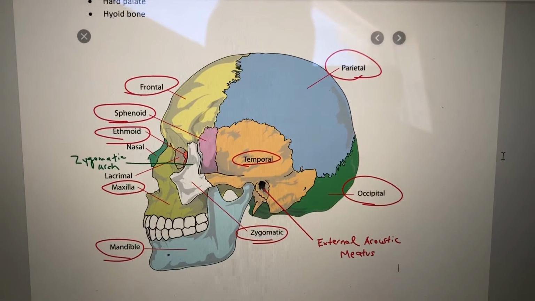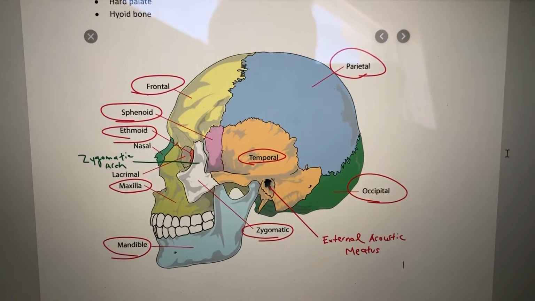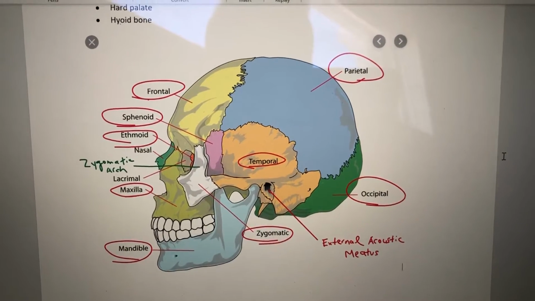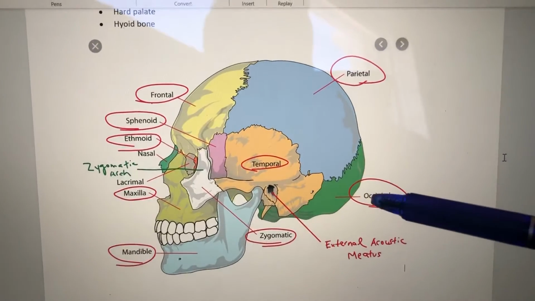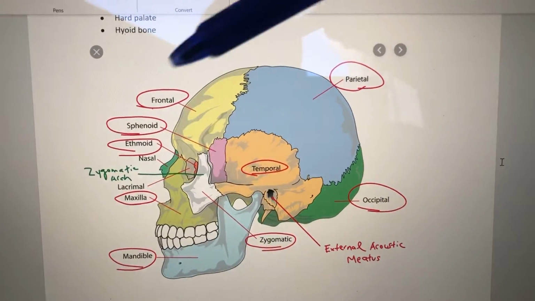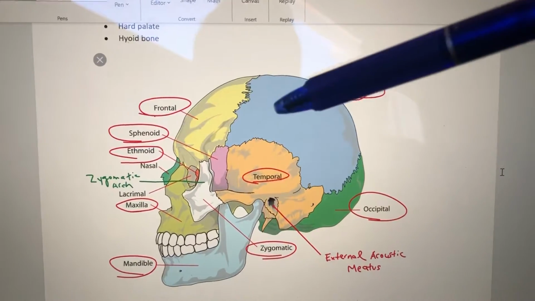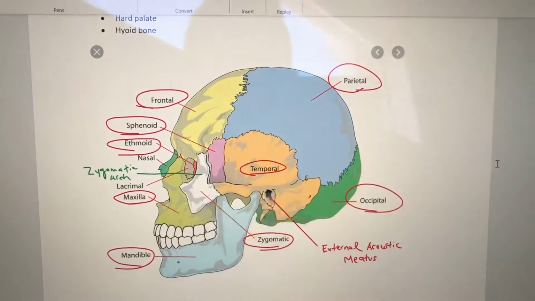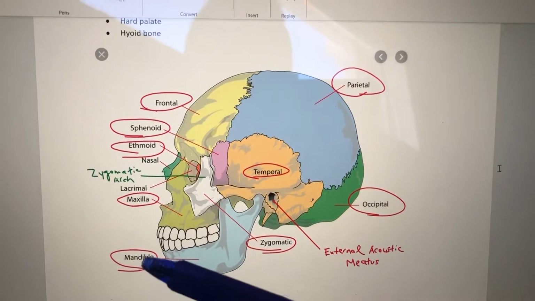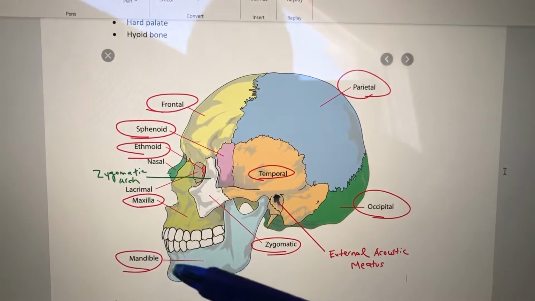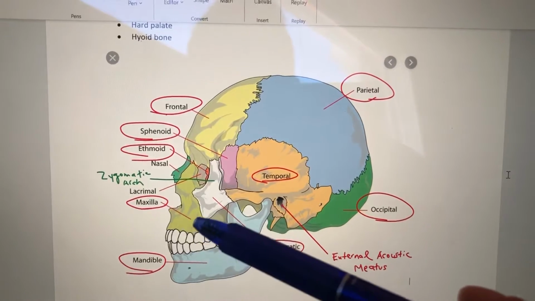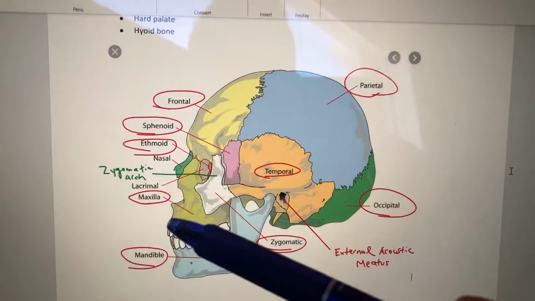I just want to go over some of the features of the skull here. So some of the more basic bones are the occipital, parietal, frontal, and temporal bones, which compose the skull. You've also got the mandible towards the bottom in blue, the maxilla just superior to that in green.